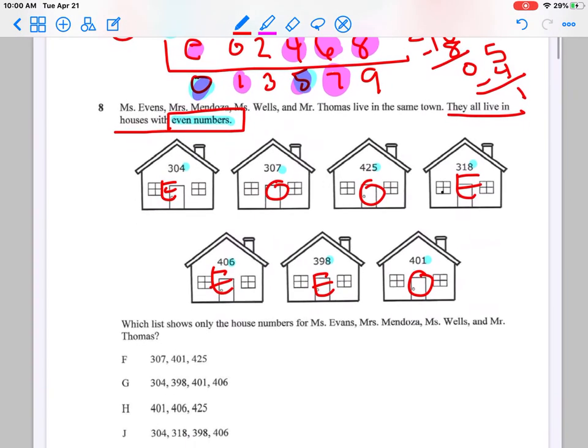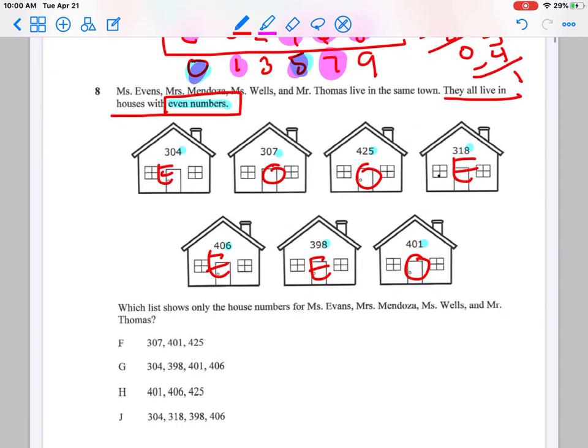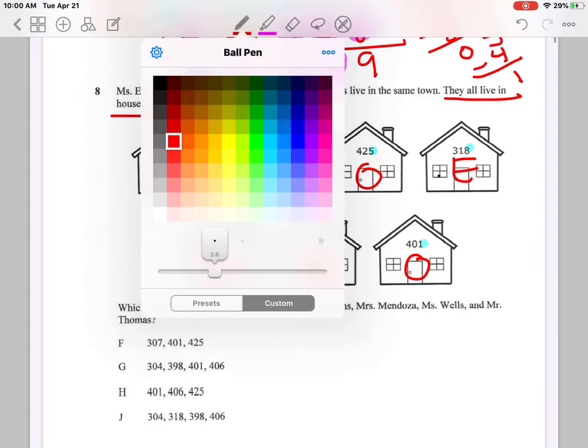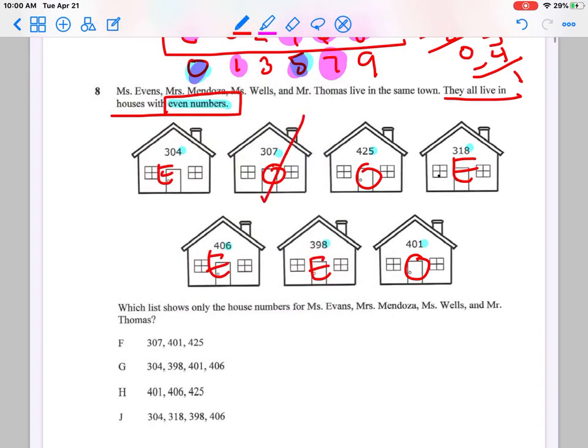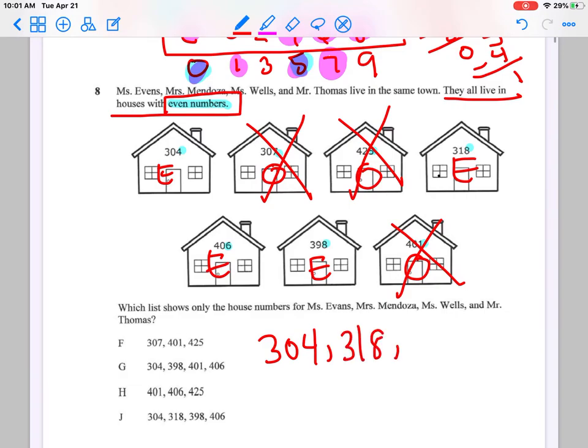it tells me which list shows only the house numbers for the people that live in this town. So I know that this cannot be it, this cannot be it, and this cannot be it. So my numbers are 304, 318, 406, and 398. Okay?